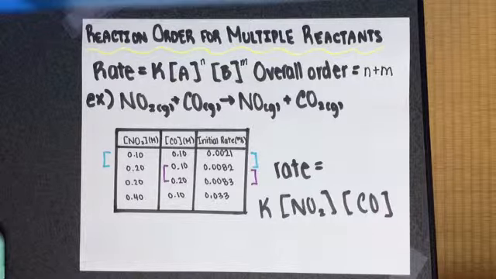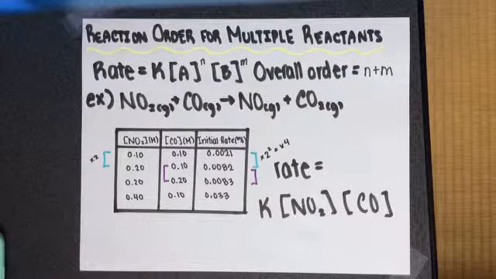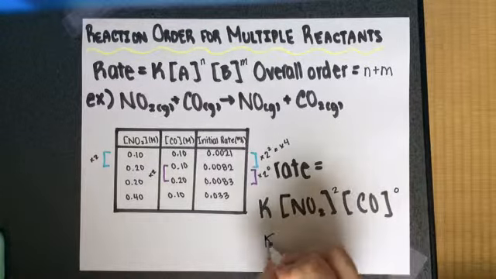Looking at the same first two rows, the initial rate is multiplied by 4, or 2 to the second power, showing the reaction is second order with respect to NO2. Looking at rows 2 and 3, the concentration of NO2 is now held constant as the concentration of CO is doubled. The rate only changes a very insignificant amount, showing the reaction is zero order with respect to CO.